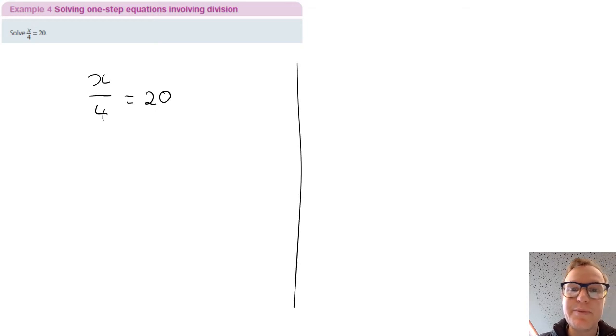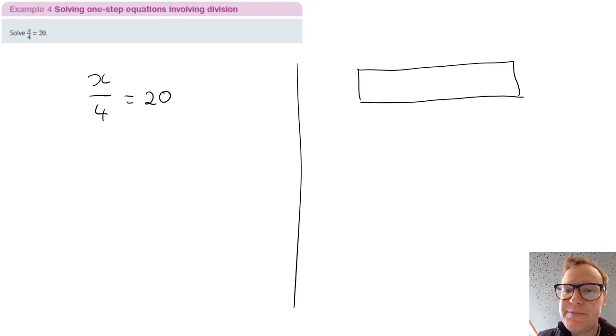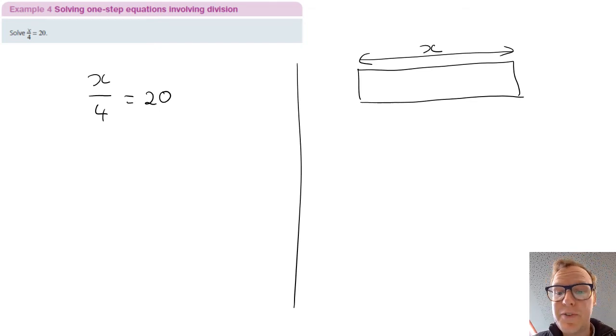So if I want to look at it visually, that means I've got some value here, x. Okay? X is this whole big long thing here. That's x. And I've divided it into 4 bits. And each one of those bits is x over 4, because it's a quarter of that x. I know that that is 20. Okay, x over 4 is 20.